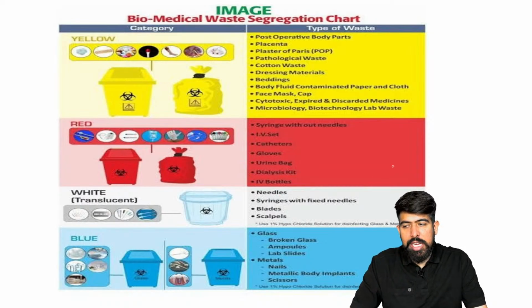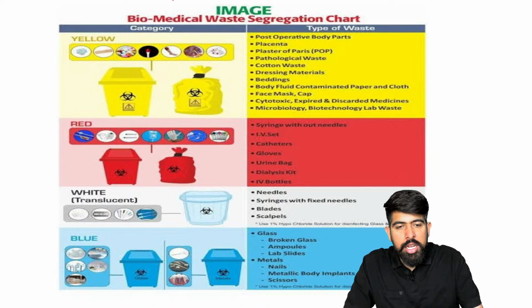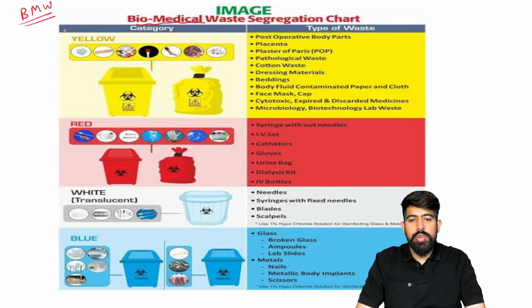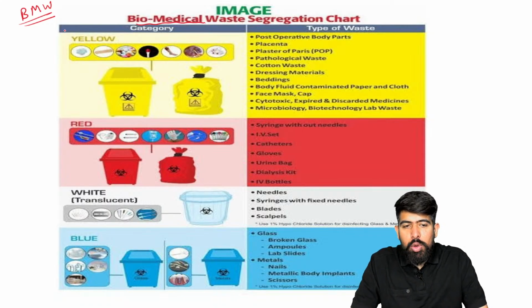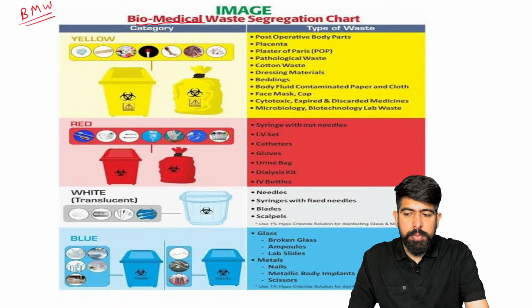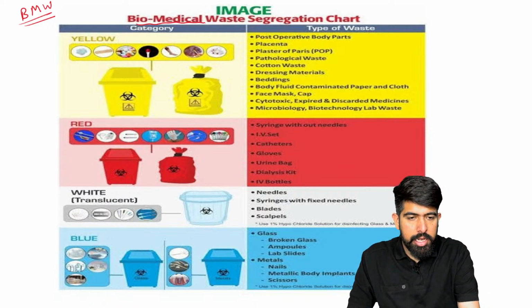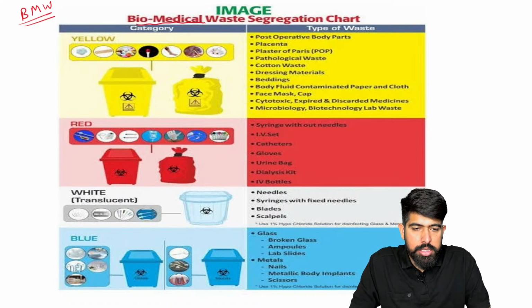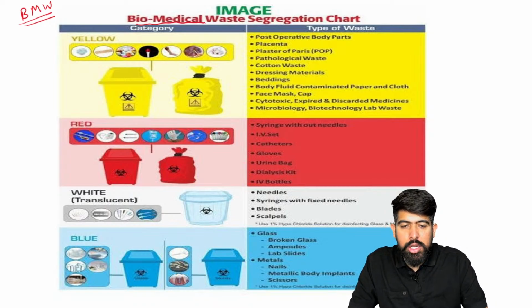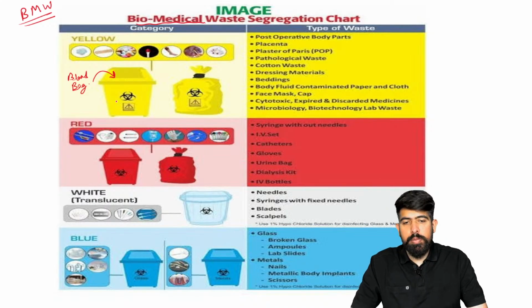And this is a very important image and the last image of today's session, which is the image of biomedical waste. Please remember, biomedical waste is very important, and you have to remember all the bins. In the yellow dustbin, you have to put post-operative body parts or placenta, plasters, POP plasters, pathological waste, cotton waste, dressing materials, bedding, body fluids, face masks, caps, cytotoxic, and all other things. Please also remember what they ask you about the yellow: the blood bag. The blood bag will be in your yellow bin only.